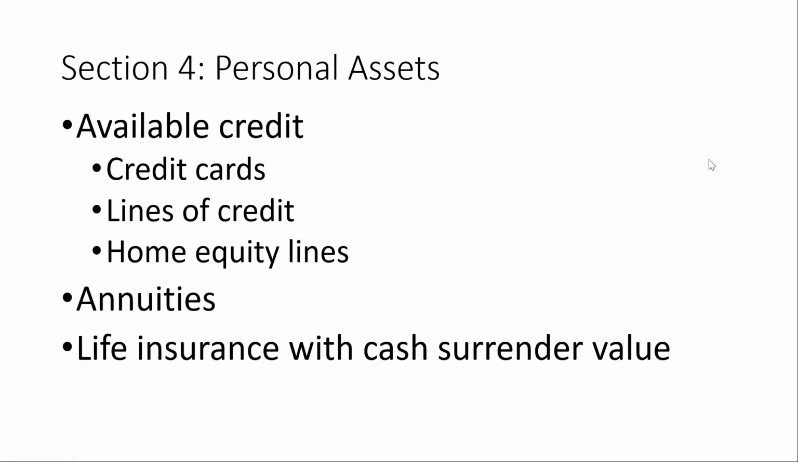Continuing in Section 4, personal assets, the IRS is also going to want to know about available credit. Credit cards, lines of credit, HELOCs. This is something that a lot of practitioners don't think about, but it is something that you should consider when you're representing a tax debtor. And that is, depending upon the age of the tax debt and the specific circumstances.